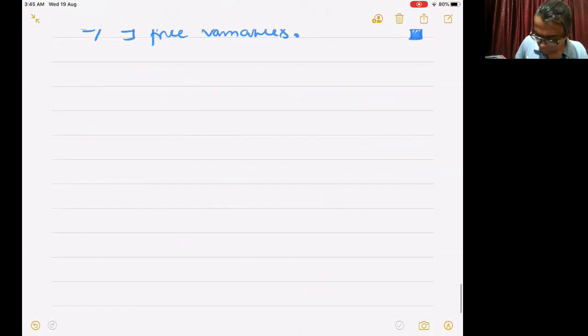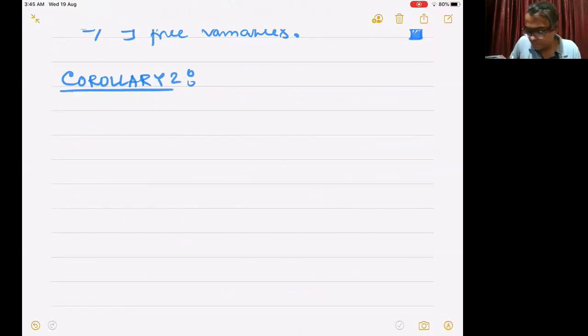Fine. Now let us come to corollary 2. Corollary 2 is the following. Once again, I have the equation Ax equal to 0. A is a square matrix now. So let me write this a little differently. Suppose A is a square matrix. This is given to us.